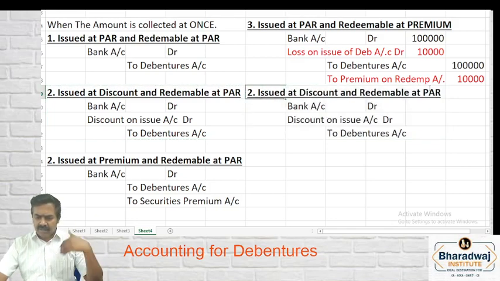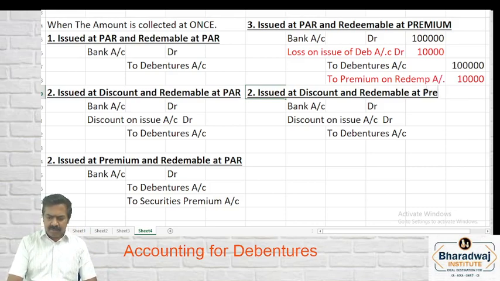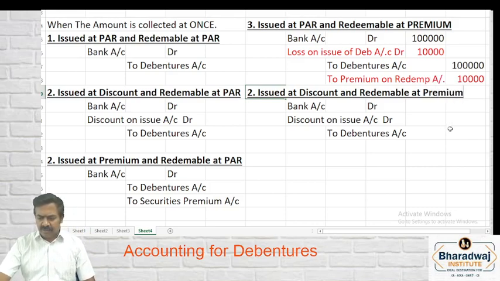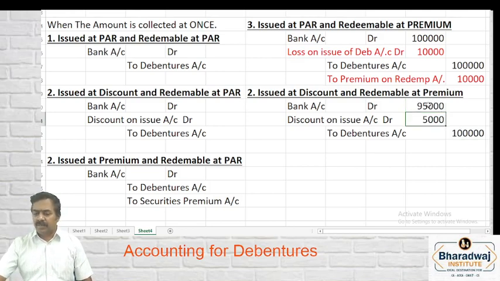Next, can debentures be issued at a discount and redeemable at a premium? For example, when paying, you pay 95,000. 1 lakh is the debenture value, with a 5,000 discount. You pay only how much? 95,000. For an example, I am telling you.